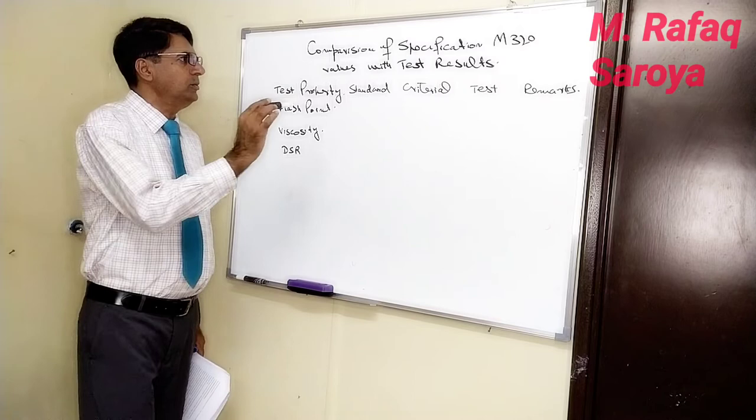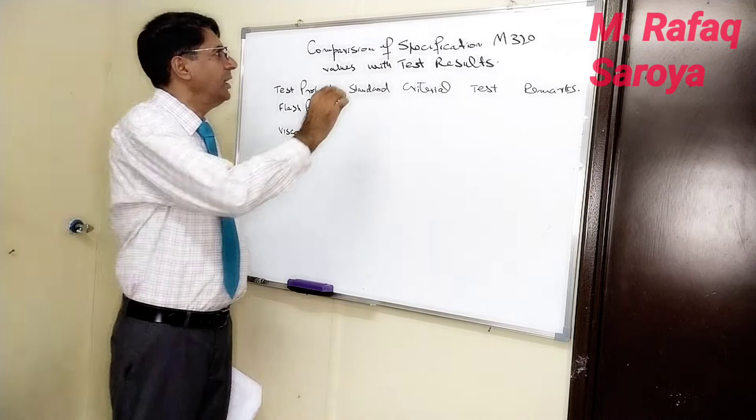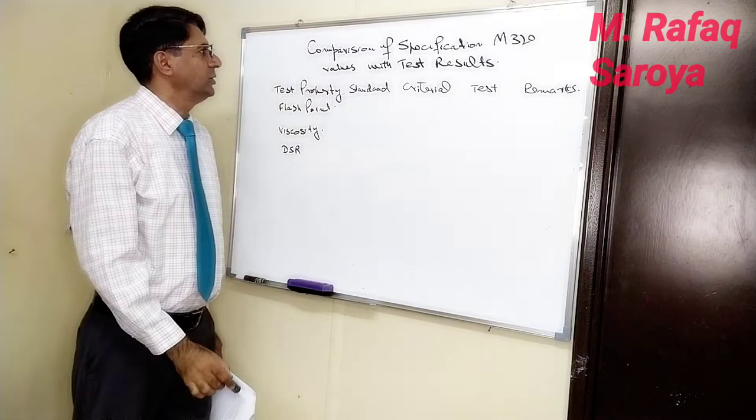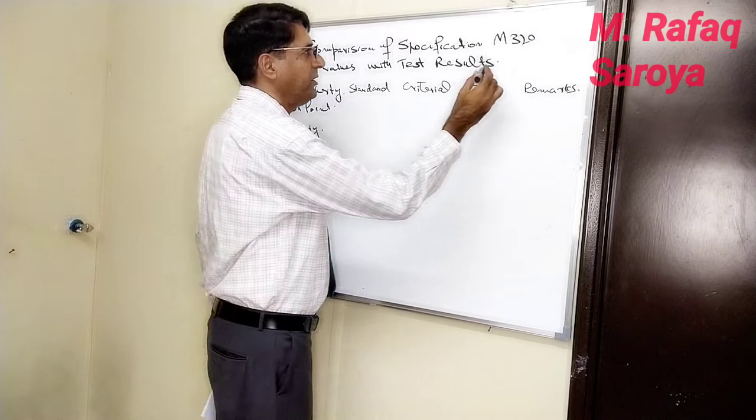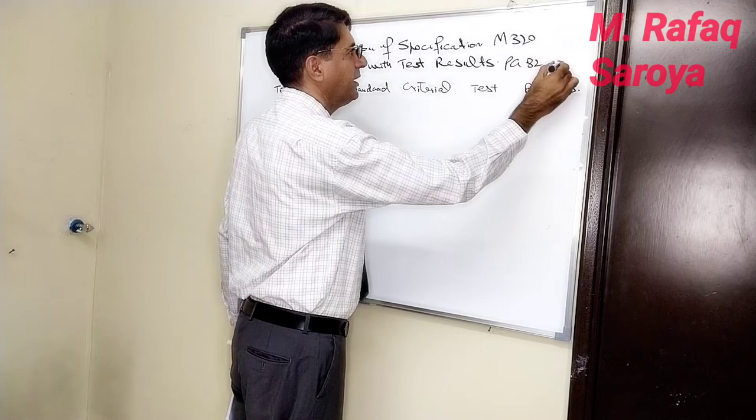We are going to make the comparison of the specification property AASHTO M320 values with the test results for our selected binder, PG 82-22. Clear?